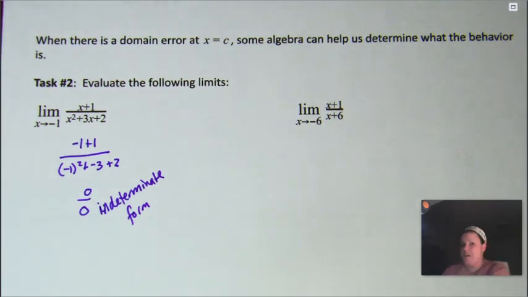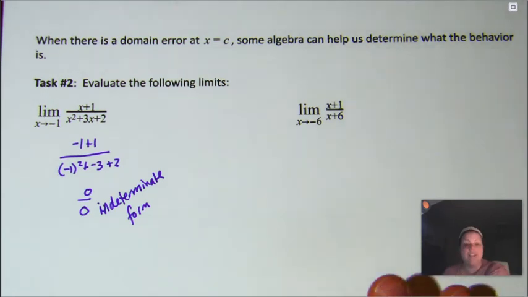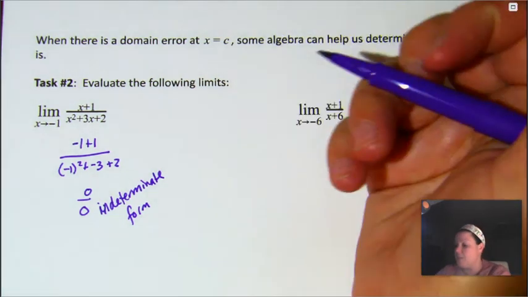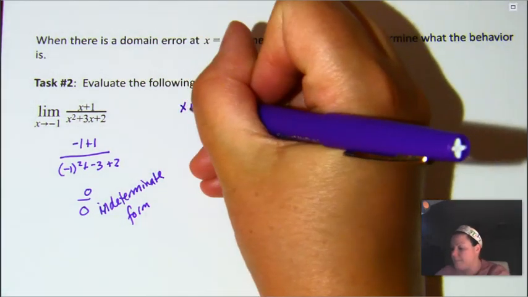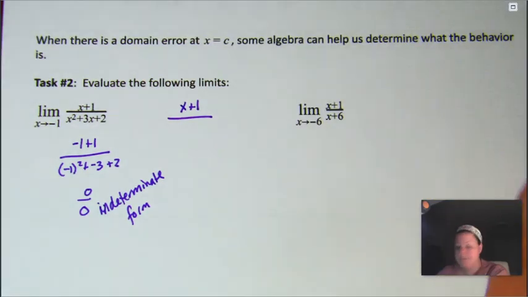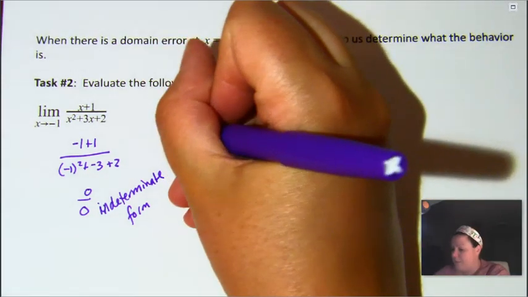This could have a limit. It could not. We're not really sure what's going on here. It's not 0. It's not undefined. It's kind of in limbo. We're not really sure what's going on here. So what we're going to do is use some algebra to help us out. Since this is a rational function, factoring is key with these ones. So we're going to take this expression and we're going to factor it. X plus 1 is in the top. In the bottom, we're going to factor into x plus 2 and x plus 1.